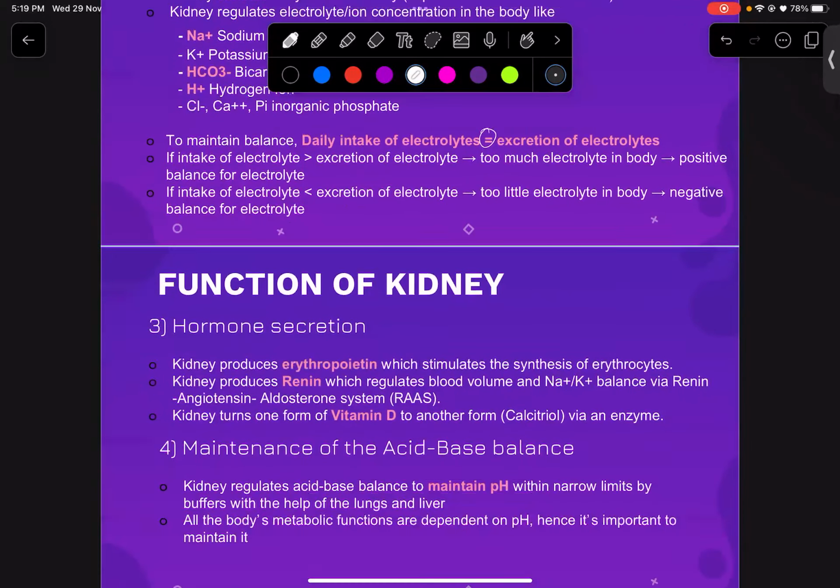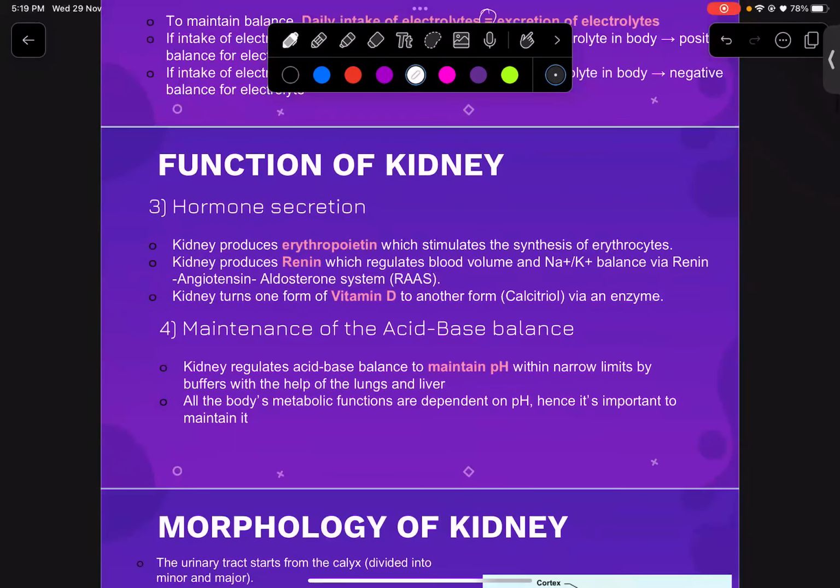The third function of the kidney is hormone secretion. The three hormones I want you to focus on are erythropoietin, renin, and vitamin D. Erythropoietin, you know from your HLS, is the one that stimulates the synthesis of erythrocytes, red blood cells. Renin is involved in the renin-angiotensin-aldosterone system, which you will discuss in much more detail later on. And finally, we have vitamin D; more specifically, the kidney turns vitamin D from one form to another by an enzyme, but you don't need to know that. Just know that it's vitamin D or also cholesterol. Okay, so cholesterol is another name for the vitamin D form.